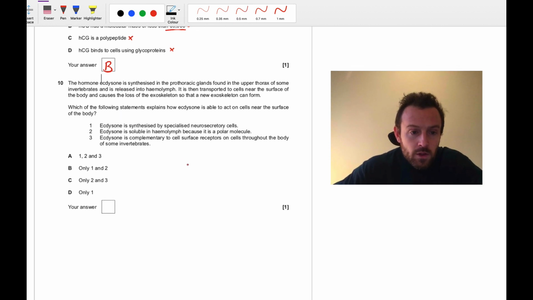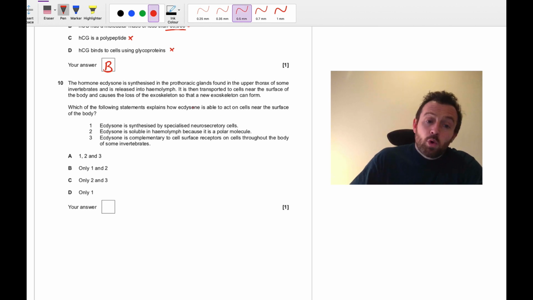10. The hormone ecdysone is synthesized in the prothoracic gland found in the upper thorax of some invertebrates and is released into the hemolymph. It's then transported to cells near the surface of the body and causes the loss of the exoskeleton, so the new skeleton can form. Which of the following statements explains how ecdysone is able to act on cells near the surface? Well, this is just basically how does a hormone work. Okay, there's a lot of information, but really, a hormone, how does it work?